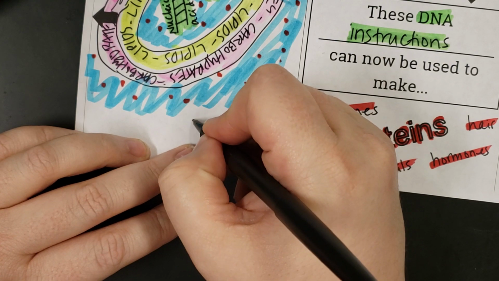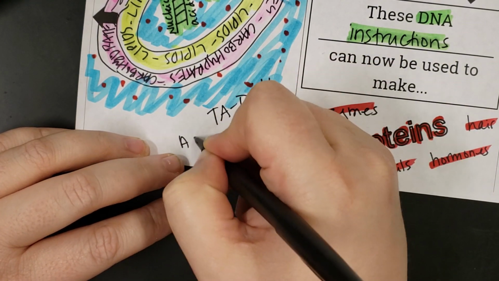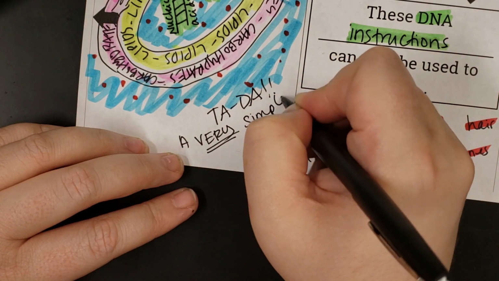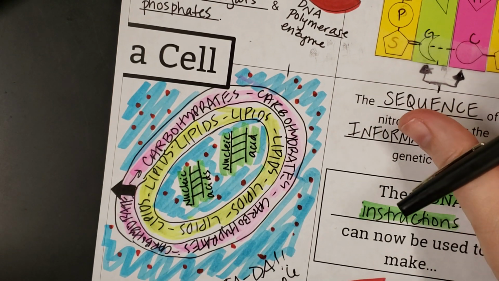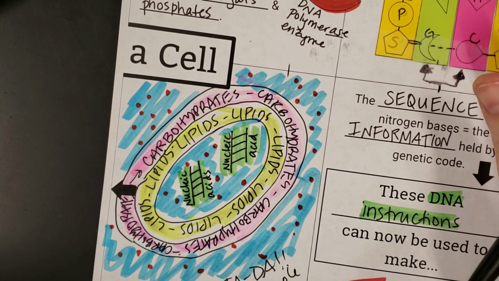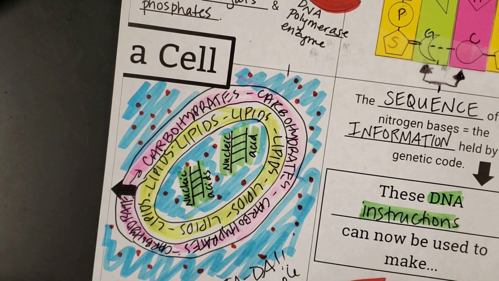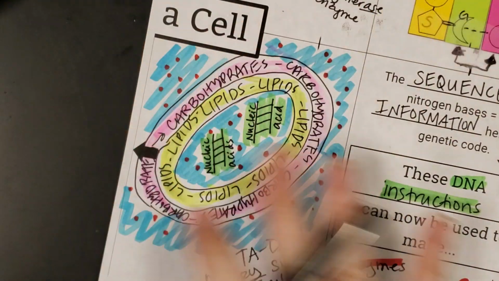All right, and so here we have, ta-da! We made an extremely simple cell. This would be considered to be alive now. It has all the parts that it needs to function, to reproduce, to use energy. And this is a very simple prokaryotic cell. All right. So once you have this part filled in, you're going to go back to your first page.